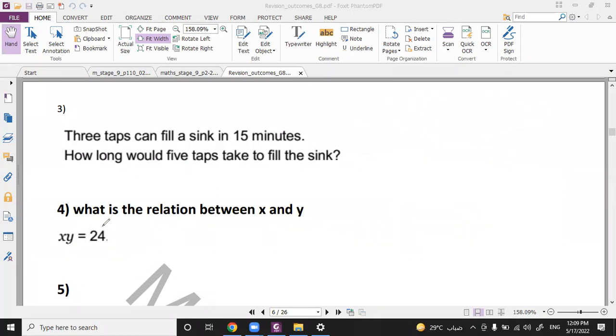Let's look at this relation between X and Y. I'm asking you now, what is the relation between them? I have 2 variables, X and Y. X times Y equals 24. When we multiply them, we get 24. So I'm asking about the proportion. Is it direct or inverse? Very important. Raise your hand if you know.